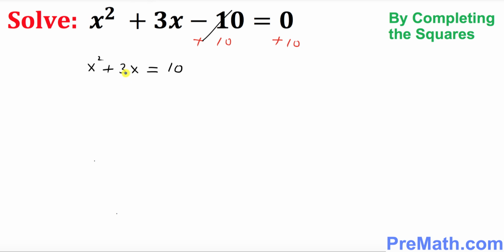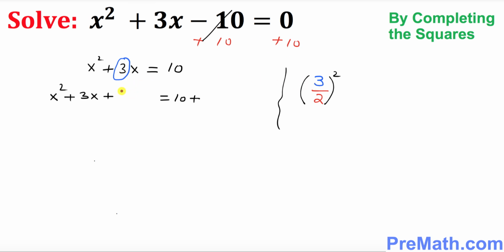The next step is to focus on the coefficient of x, the middle part over here: 3. Don't worry about the sign, just 3. I want you to write it up here, divide it by 2, and then square it. Whatever quantity you get, we're going to add on both sides of this equation. So this is the way I'm going to do it: x squared plus 3x plus, and on this side 10 plus. Whatever quantity I got, I'm going to add on both sides: 3 over 2 squared on this side and 3 over 2 squared on the other.